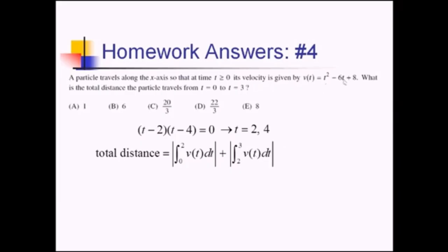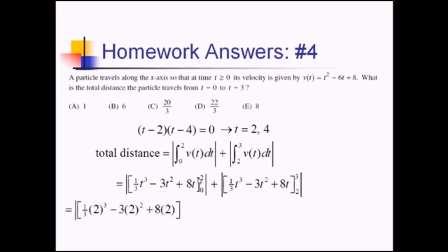So taking my antiderivative, I've got, let's see, this will be 1/3 t cubed minus, let's see, divide by 2, so 3t squared plus 8t. And we're evaluating that from 0 to 2, and also the exact same thing from 2 to 3. Well, this is going to be a little bit of a mess. We've got all of this stuff with 2 plugged in, minus all of this stuff with 0 plugged in, and all of that is in one big absolute value.